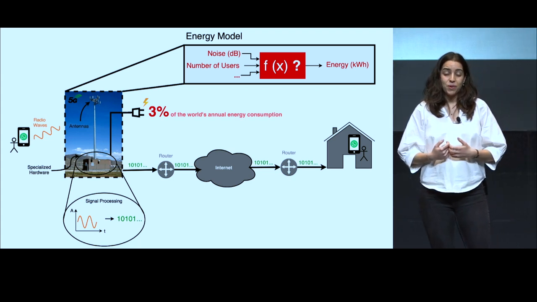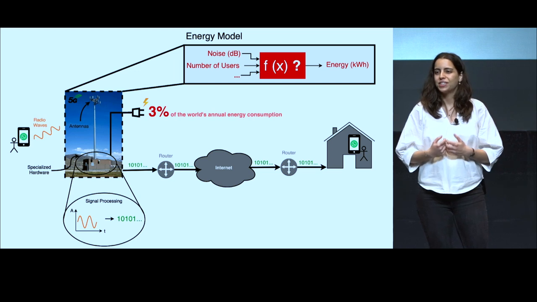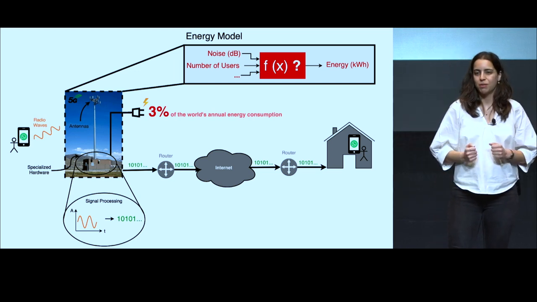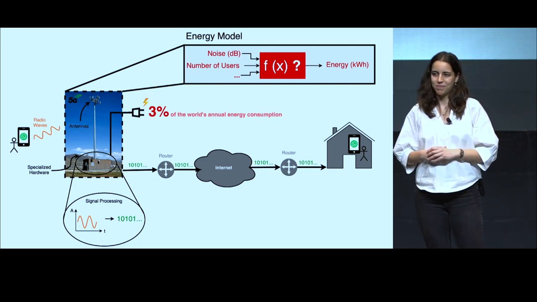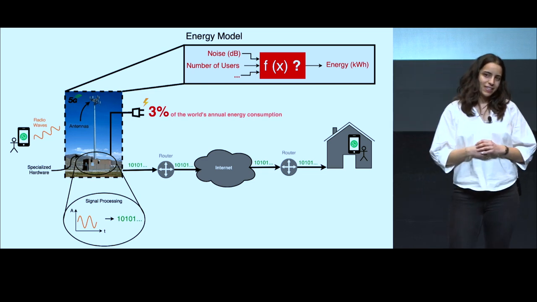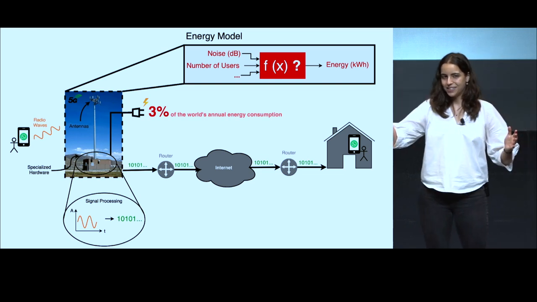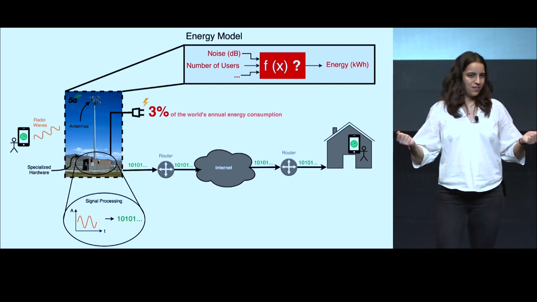That is why I have focused my PhD in the search for an energy model, a model that describes which factors influence the energy consumption of mobile network infrastructure. One of these factors is noise. Noise in the channel between your phone and the antennas coming from competing radio waves.